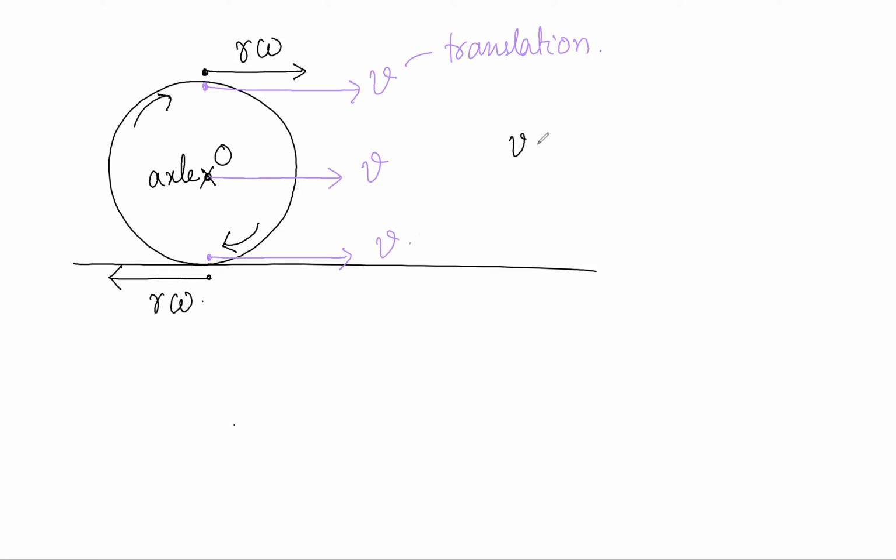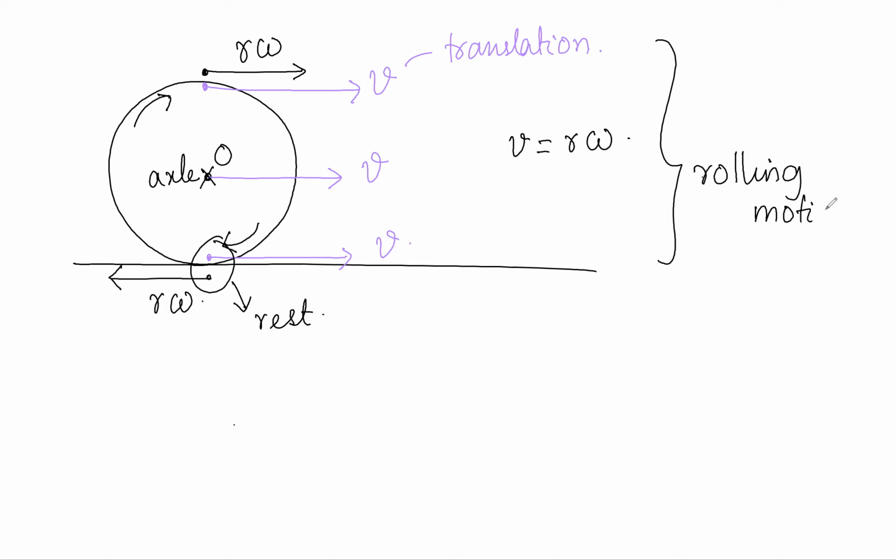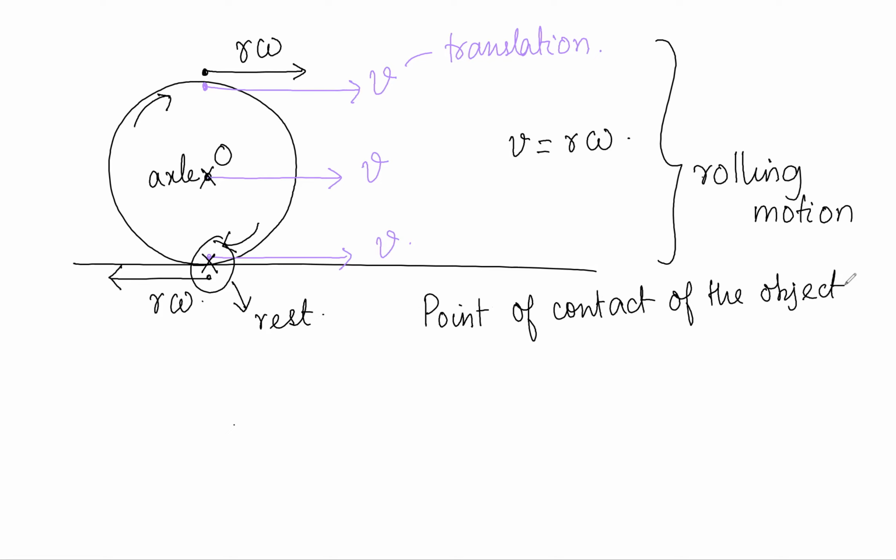Now let us say that v is equal to r omega, which means that this point is going to stay at rest. Such a motion is called rolling motion. So a motion in which the point of contact of the object with a surface stays at rest with respect to the surface is called rolling motion.